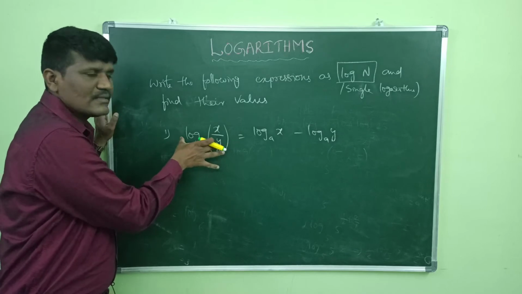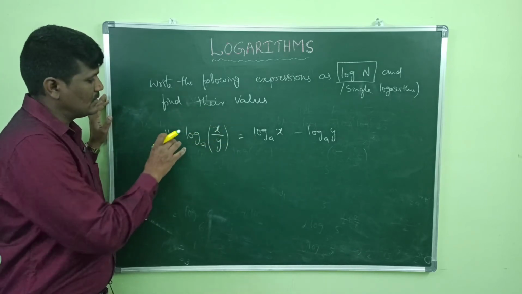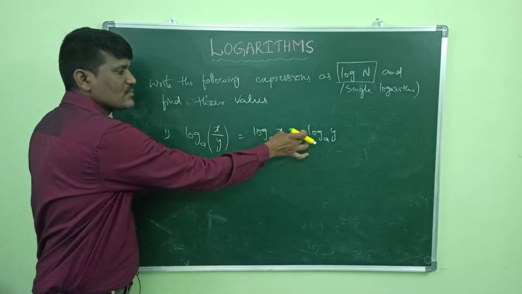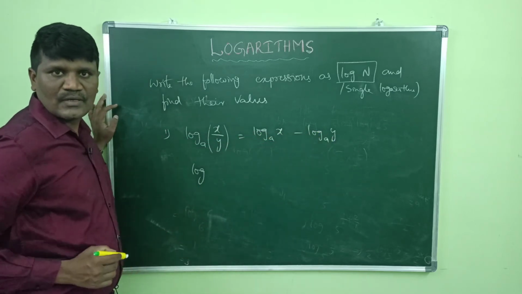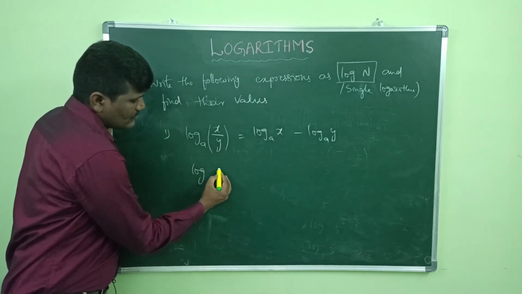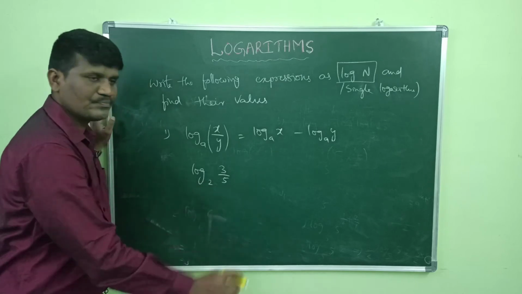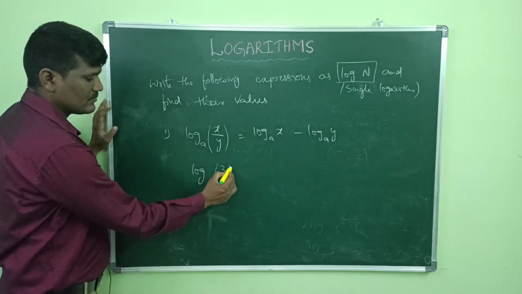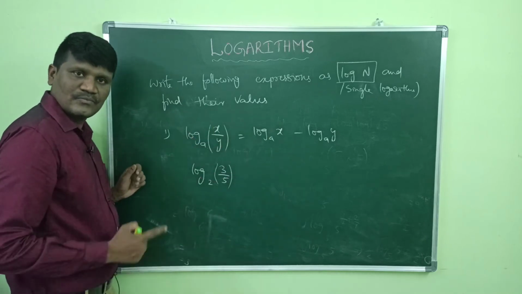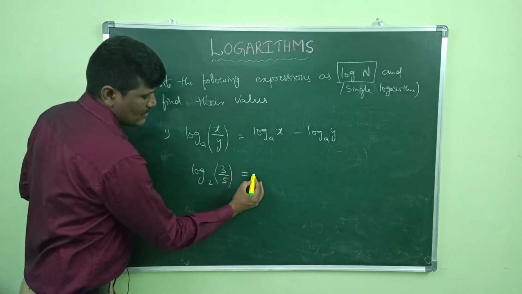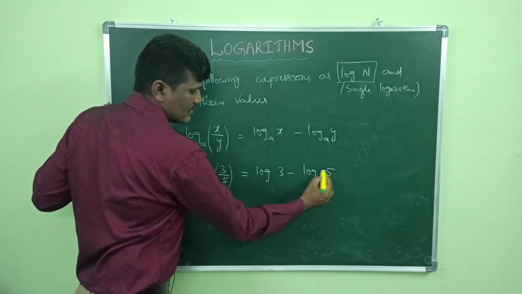Right? So based on this, let us do some problems. So this is the division rule. In fact, log x by y is equal to log x minus log y. Suppose I take the example log 3 by 5 to the base 2. Log 3 by 5, so this is a single logarithm. I can make it into two logarithms. See, log 3 minus log 5 to the base 2.